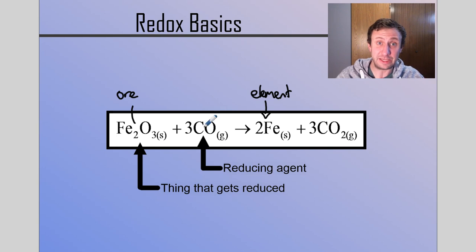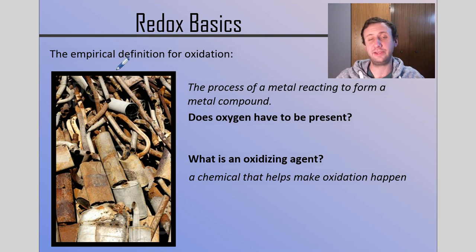This needed to be there in order for the iron 3 oxide to get reduced. If the carbon monoxide wasn't there, this would not have happened. So it is the agent for reduction, or the reducing agent is what we call that. Okay, moving on. Oxidation, we're looking at the opposite. And again, we're still in empirical definitions here. This will actually clear up a lot when we get into the theoretical chemistry definitions.